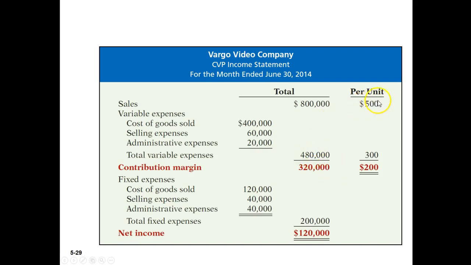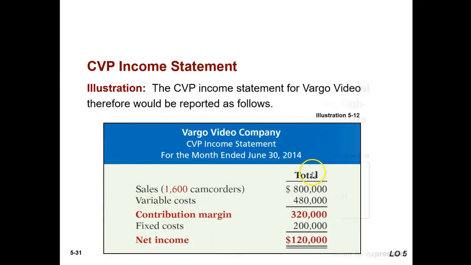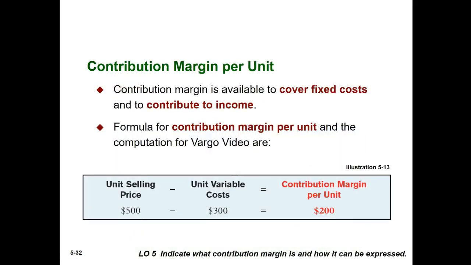Now, I can look at it on a unit basis. I know the units sold. So the 500 is the selling price of one unit. 300 is the variable cost to produce and sell that one unit. So therefore 200 is the contribution margin that will contribute to covering the fixed costs, which is 200,000. So there's a short form of the cost volume profit income statement, and there's the contribution margin per unit.